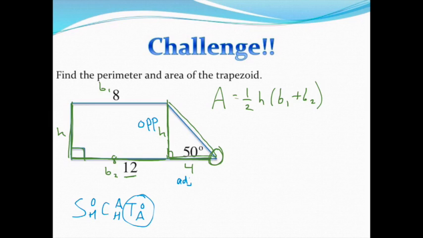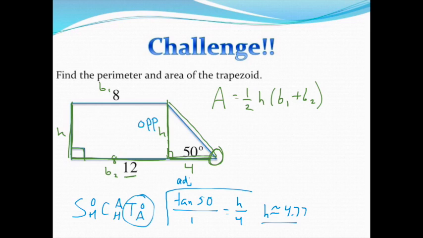So to find my height, I'm going to take the tangent of 50, and I like to do these as proportions. So tangent of 50 over 1 is equal to the opposite side, which is the height, over the adjacent side, which is 4. At this point, I'll need a calculator to find the missing height. Doing that on my calculator, I come up with a height of approximately 4.77. So that's the missing information I needed to finish the area part of this problem. If you need help with the trigonometry part, go back and watch one of my trig videos or ask me in class. But the height is now going to be 4.77.